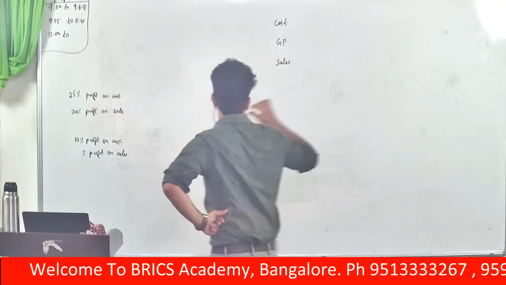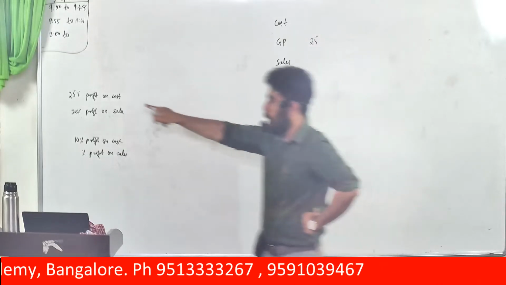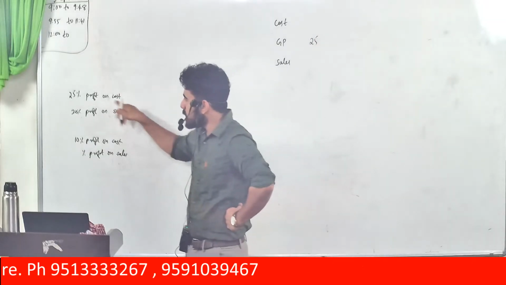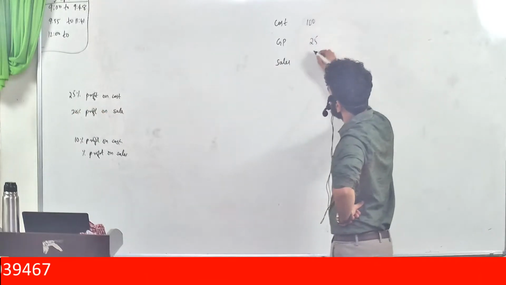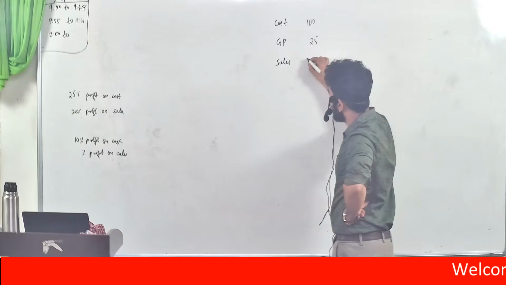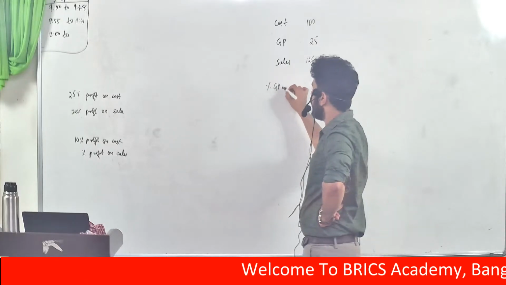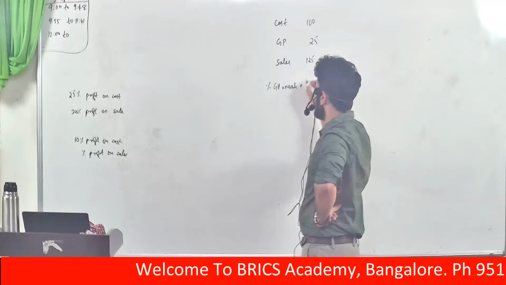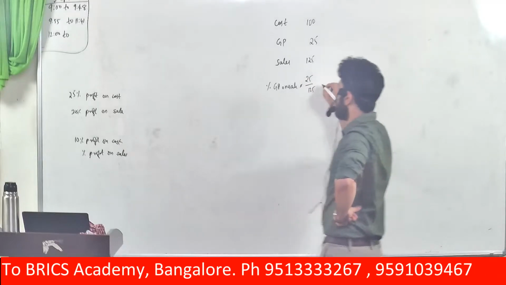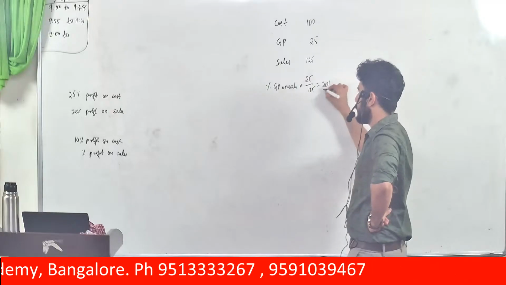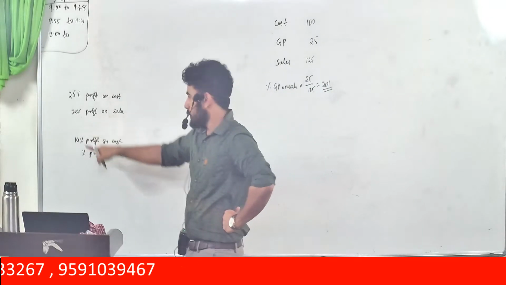First scenario, I told you 25% on cost. So GP is 25 on cost, which means if cost is 100, profit is 25. Then sales has to be 125. Then we want the percentage GP on sales. So you can do 25 divided by 125. How much is this? 20%. This is how you got this one.